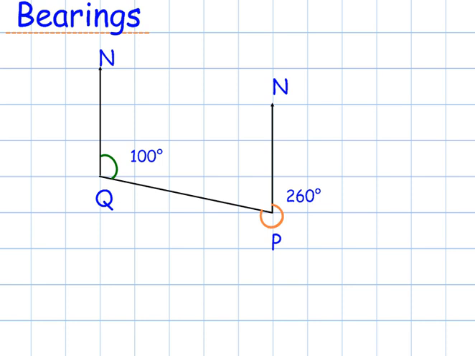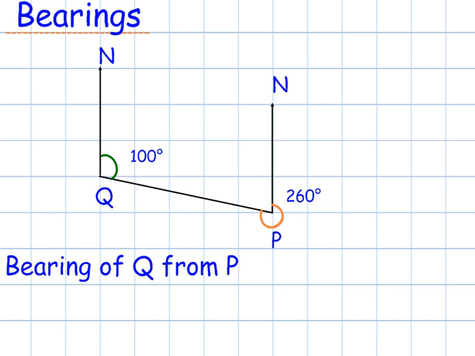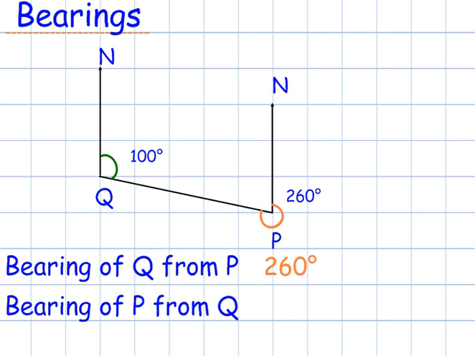Bearings. Bearings always start facing north, are clockwise in direction, and have 3 figures. The bearings on this diagram are already given. So the first one, we need to find a bearing of Q from P. So going from P to Q, we'll have a bearing of 260. If I need to find a bearing of P from Q, so I'm going from Q to P, this will have a bearing of 100.